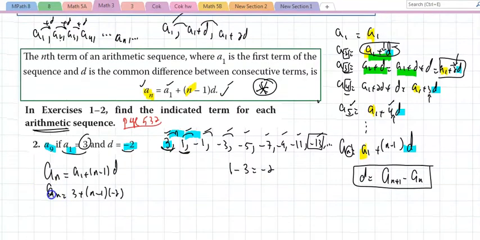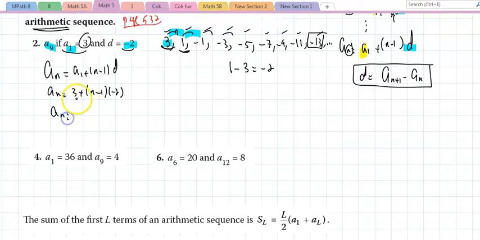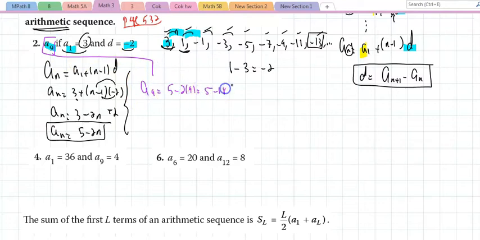If I clean this up, I'll notice that a sub n is 3 minus 2n plus 2. The general term for this sequence is 5 minus 2n. That's how you find any term at all. And if they say find a sub 9, a sub 9 is 5 minus 2 times 9, 5 minus 18.